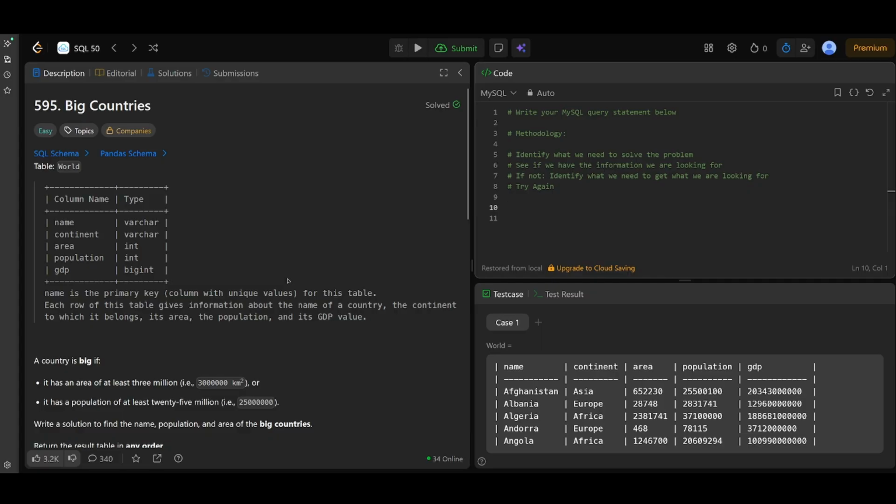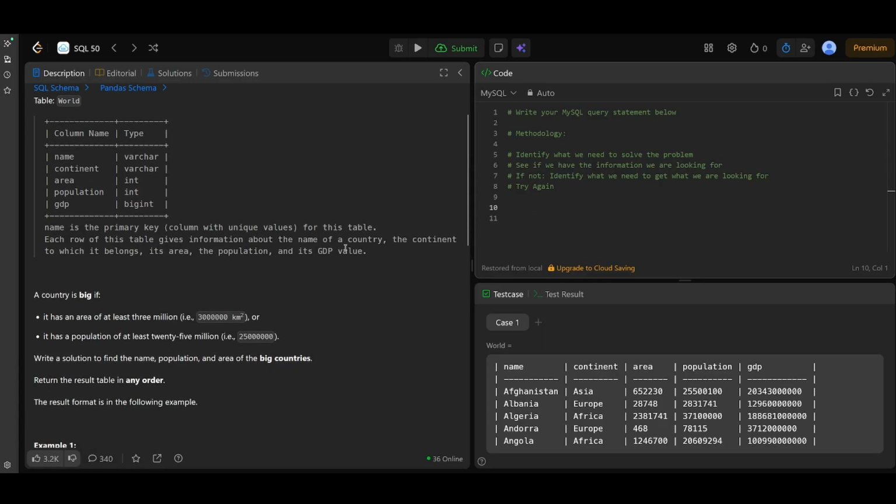This is question 595, Big Countries. I'm going to show you the way you go about solving this question, as well as walking you through the solution with my framework that I've gone over previously. If you want a more detailed explanation of this framework, I suggest you check out the first episode in this playlist. That was the solution for the first problem in SQL 50. Otherwise, let's jump right into it.